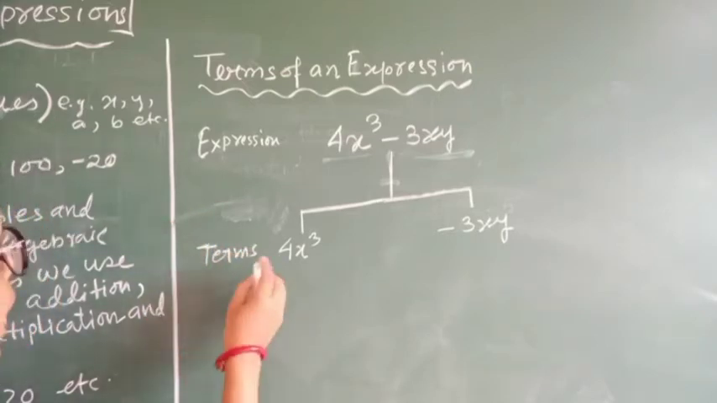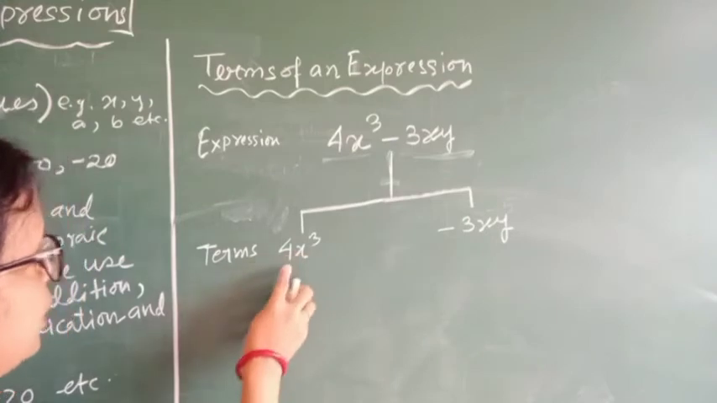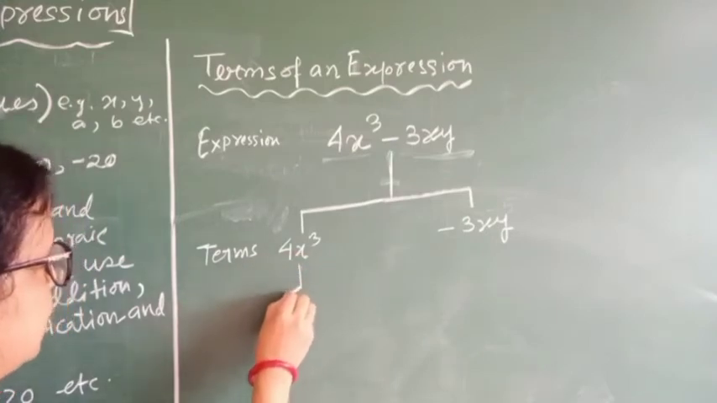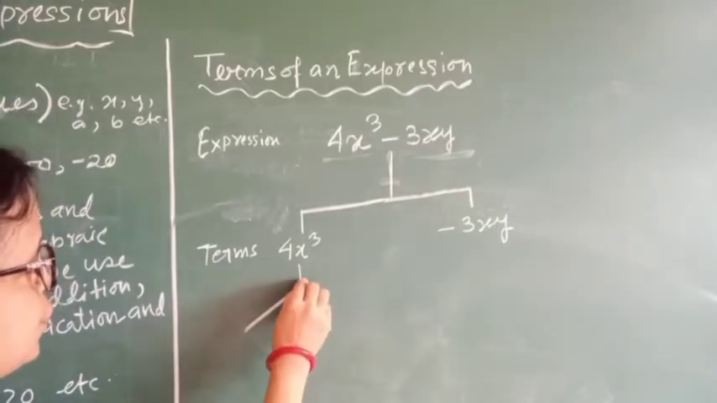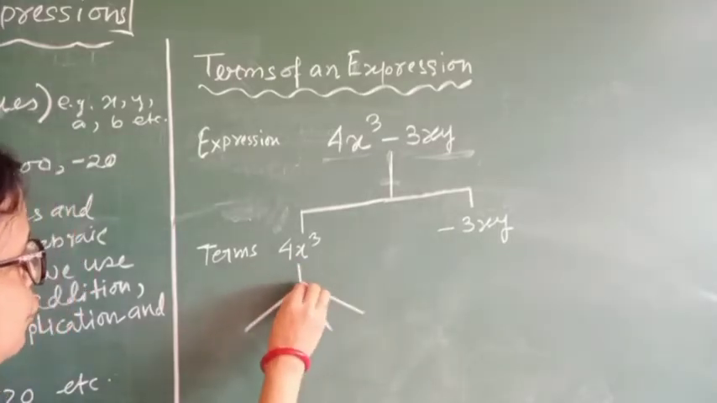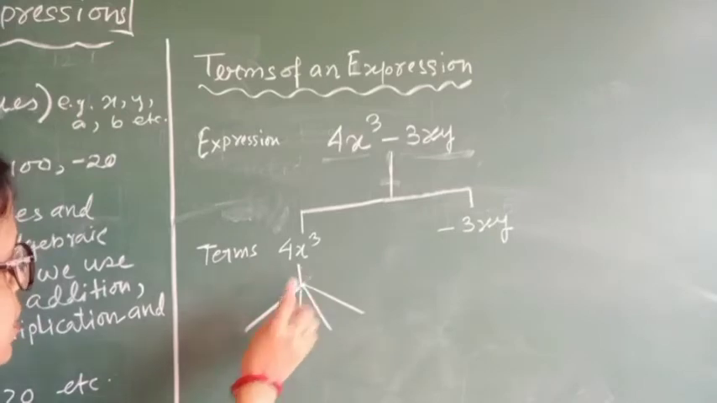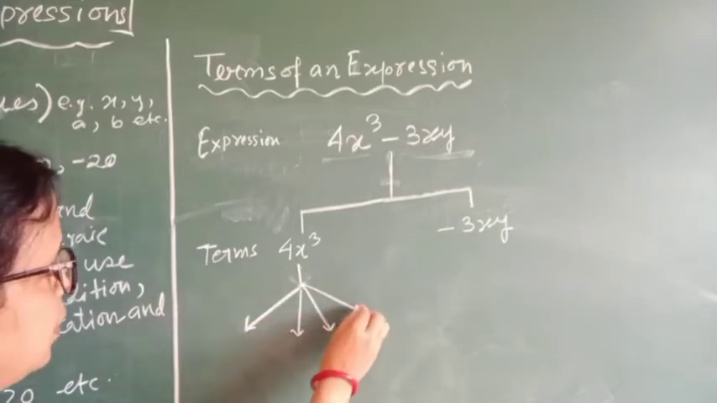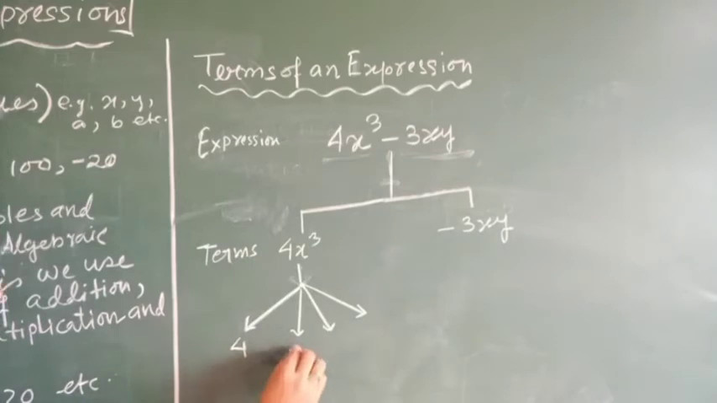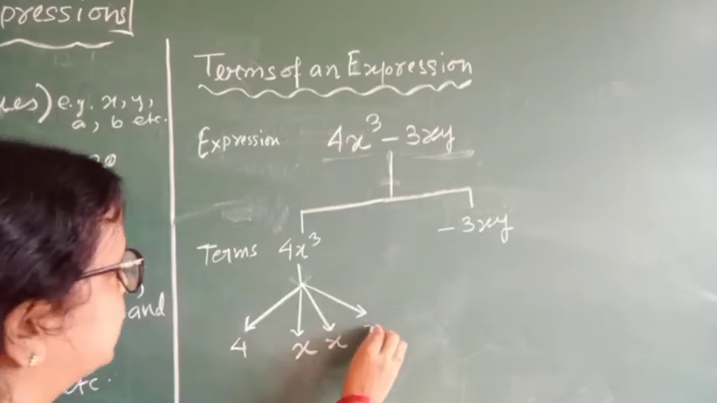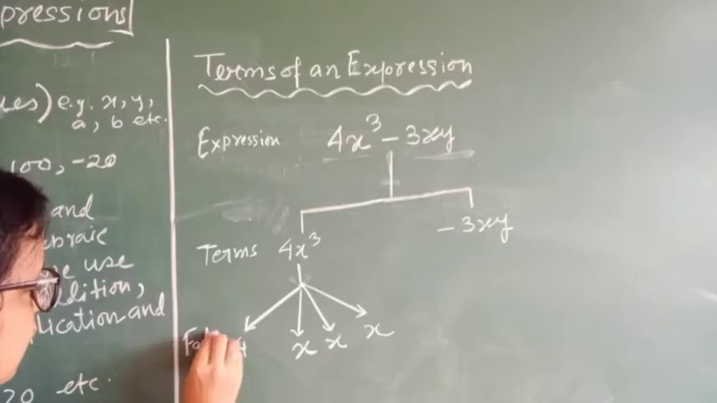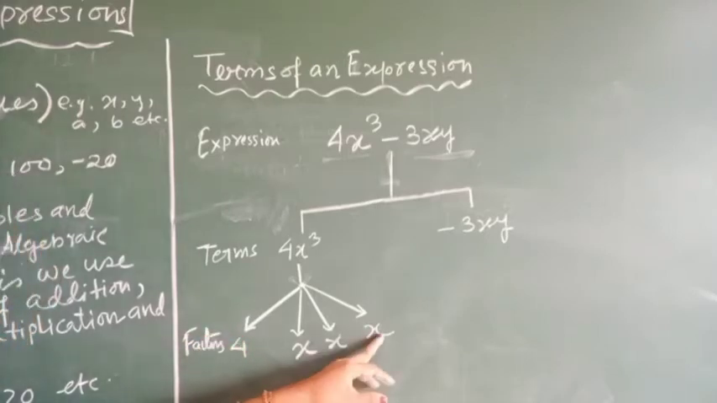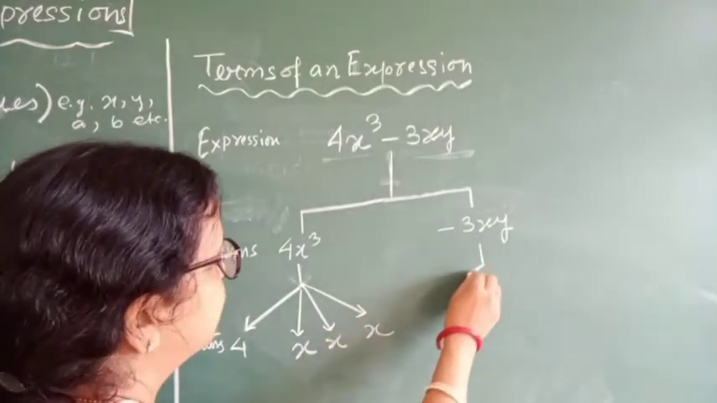Terms, and now we will express them here as a factor. One is 4, 3 times x is there, so 3 branches we are taking out from here. One is 4x, x, x. So these are the factors. 4x, x, x. So factors from there also we can write in this way.